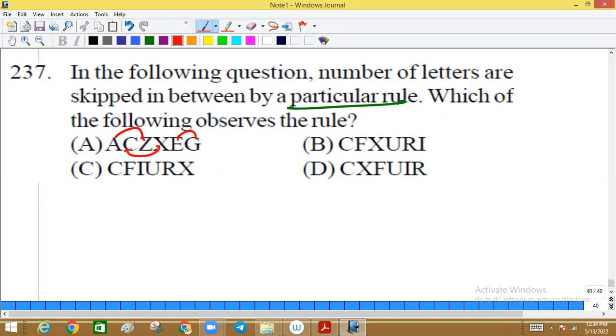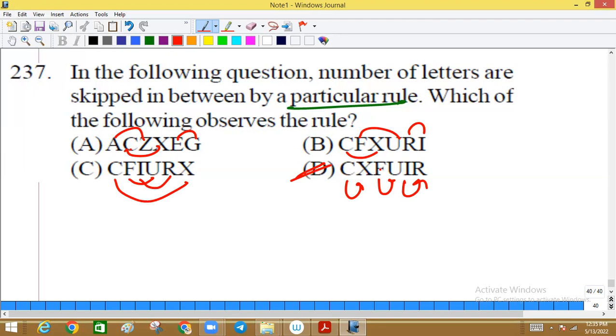E opposite is V, that is not following. Come here: C opposite X, F opposite U, R opposite I. That's one following. Let's check this: C opposite X, F opposite U, I opposite R. Come to option D: C opposite X, F opposite U, I opposite R. Now what is your answer? Option D is the answer, because it is the only one following the adjacent rule.